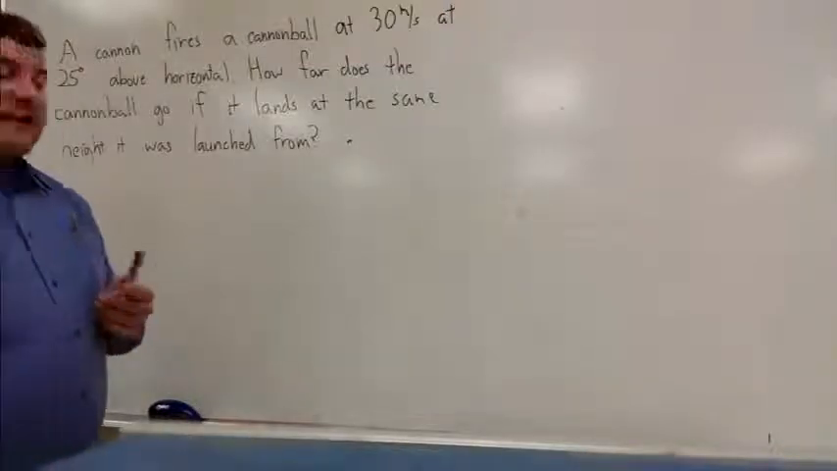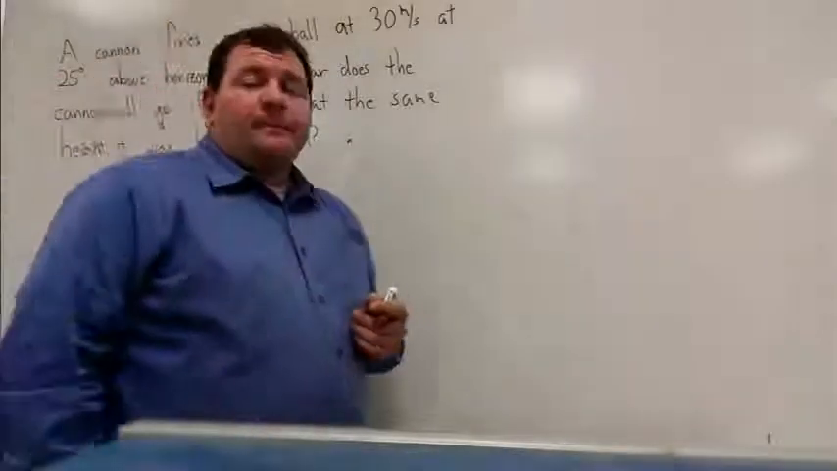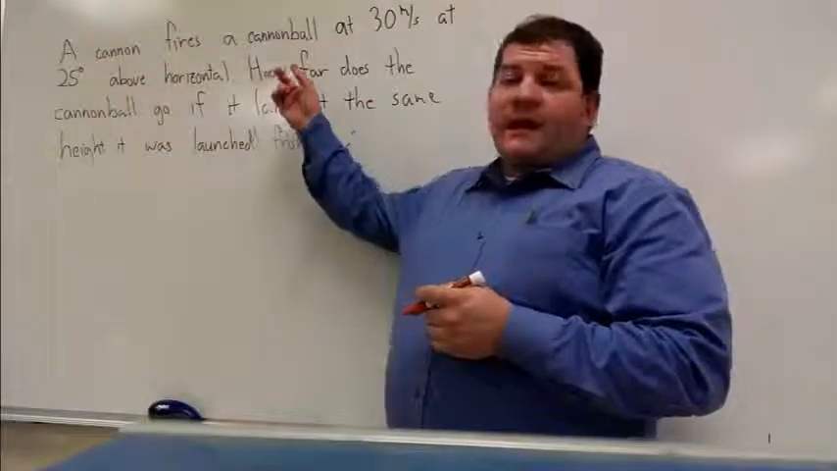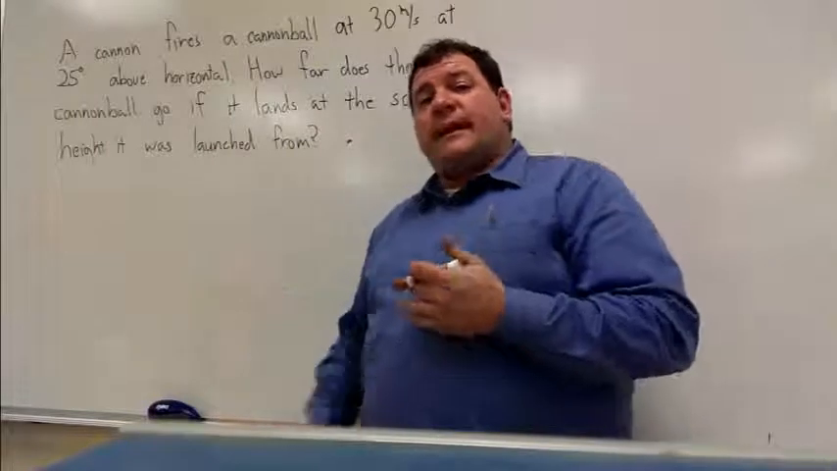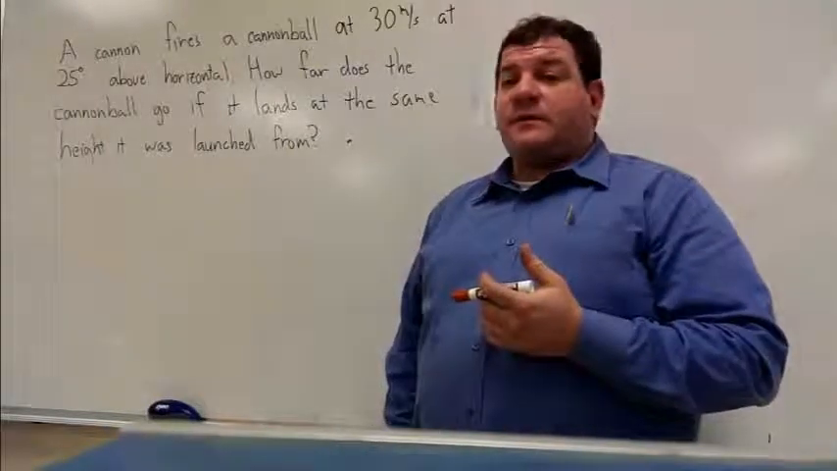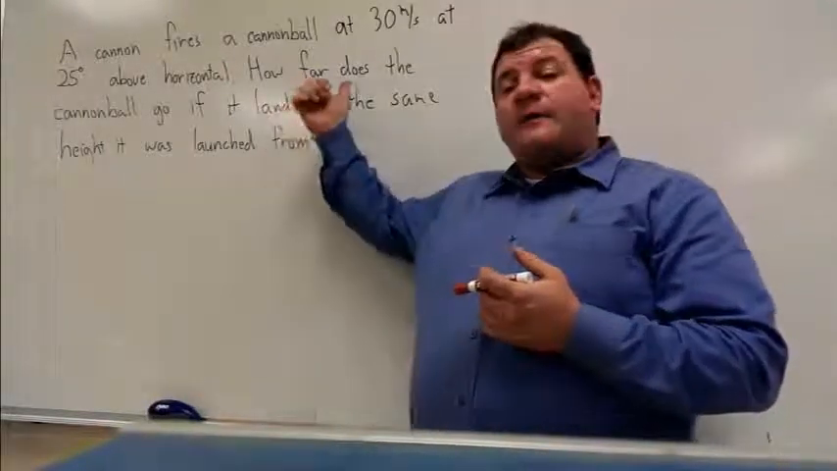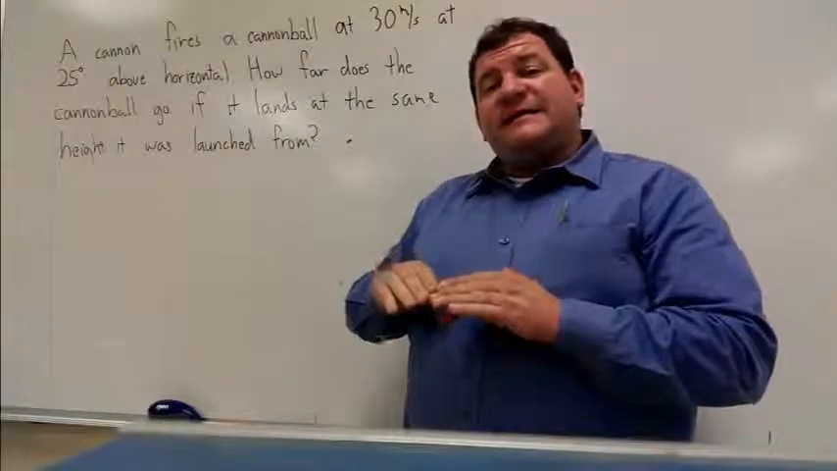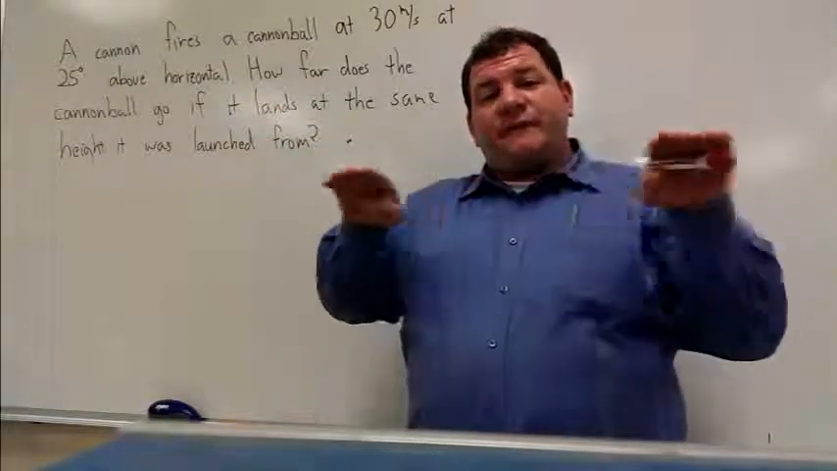Today we're going to be solving a fairly standard projectile problem. A cannon fires a cannonball at 30 meters per second at an angle of 25 degrees above horizontal. We want to know how far the cannonball goes if it lands at the same height that it started from.